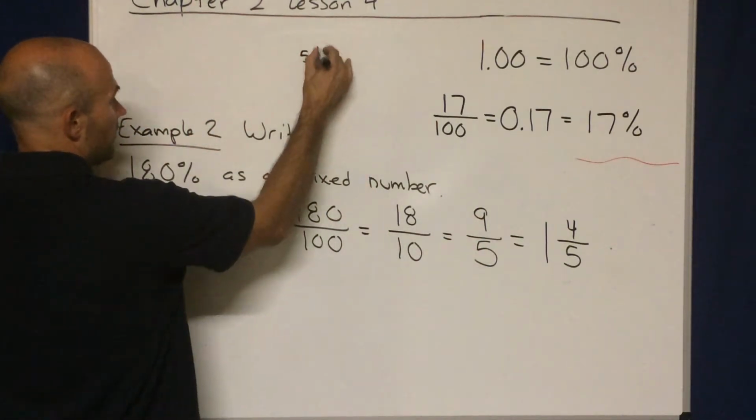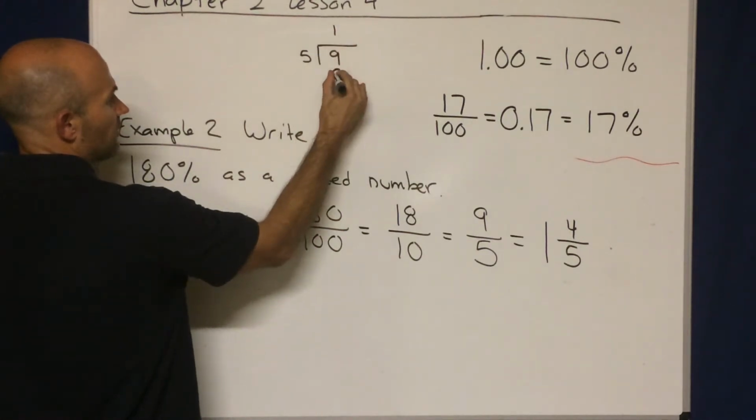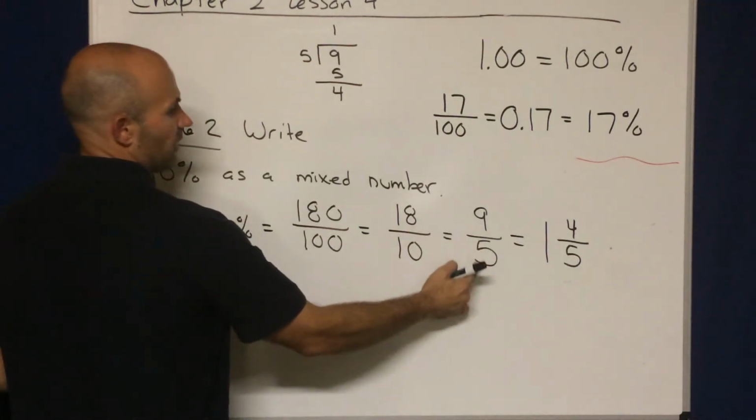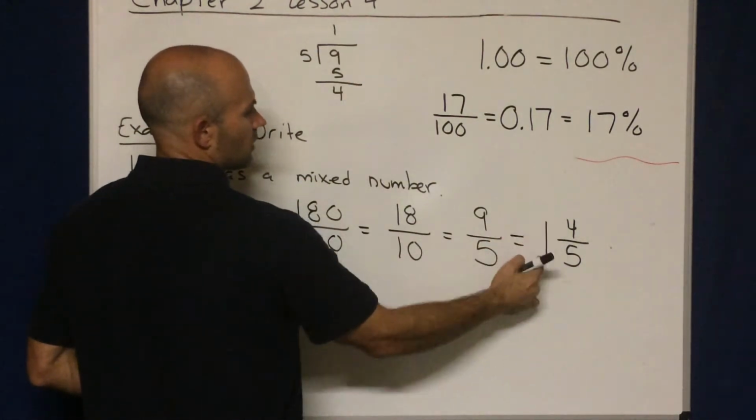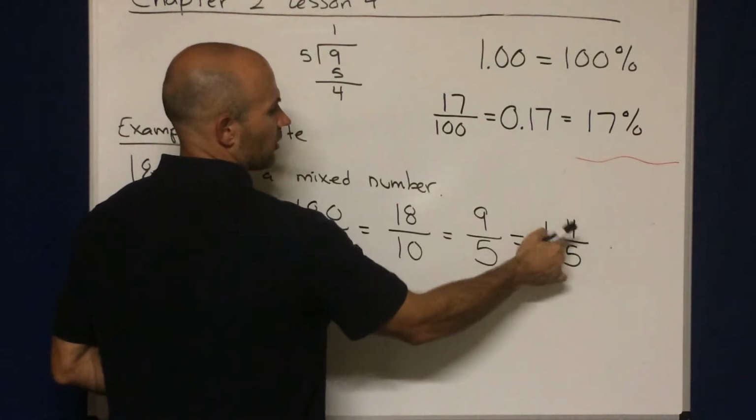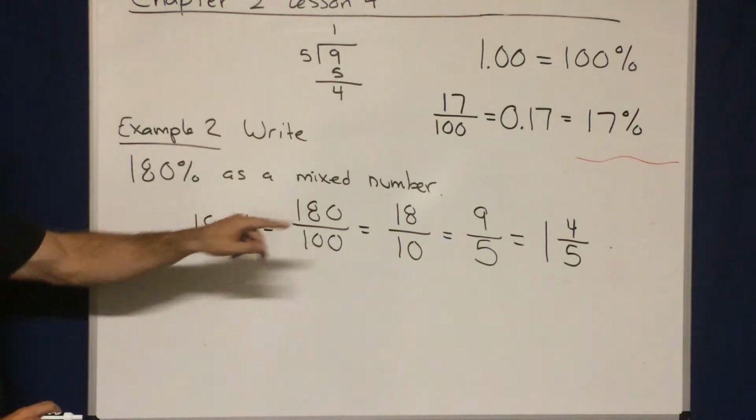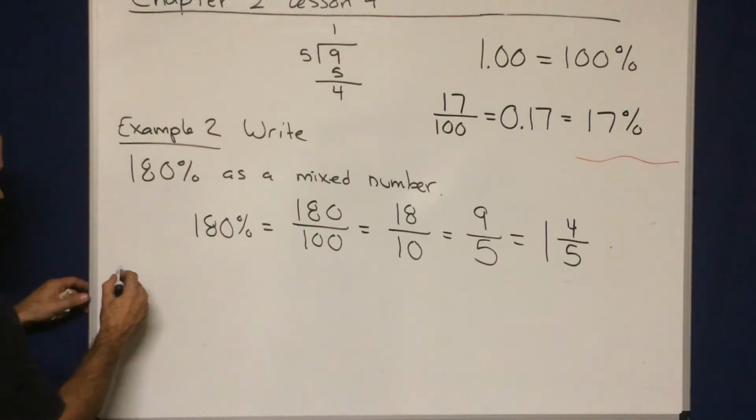What you would do is just divide your 5 into 9. 5 goes into 9 one time, 1 times 5 is 5, and there's your remainder of 4. So 9 divided by 5 is 1. My remainder is 4, and I put that remainder over 5. So there's 180% as a mixed number, 1 4/5. All right, so let's keep going. Let's do example 3.